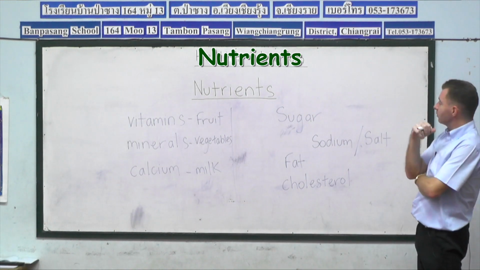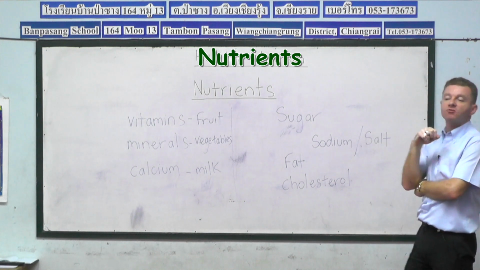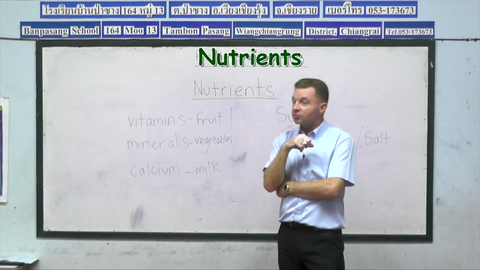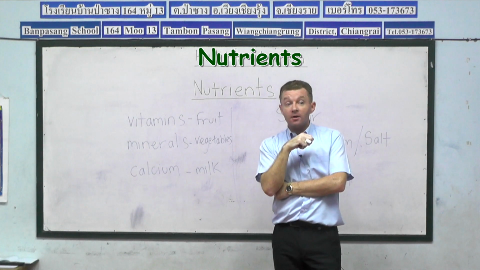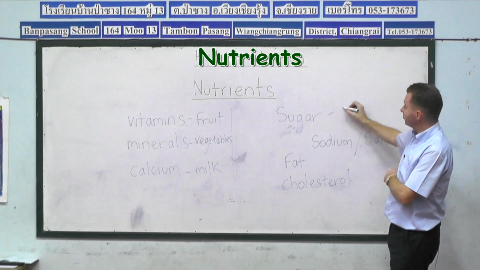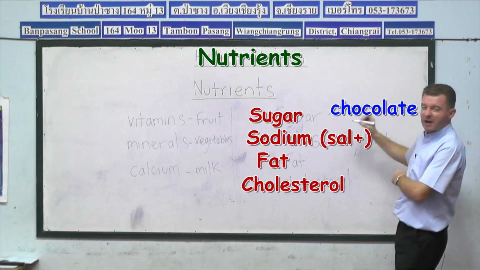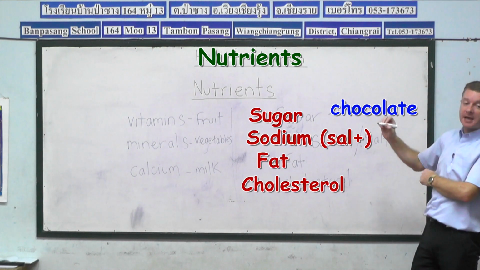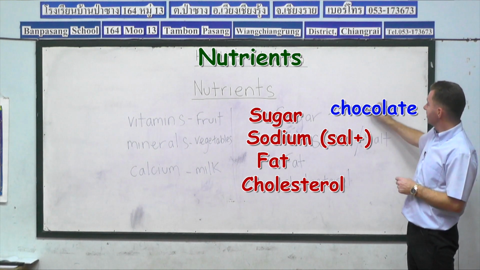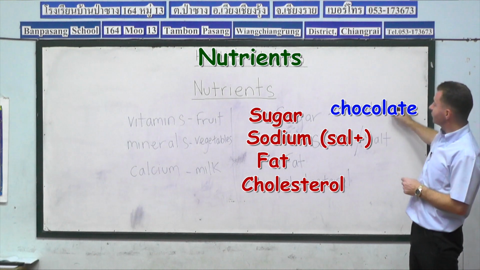But let's think about some of the bad ones. Sugar. Where will we get sugar from? What type of food or drink gives us sugar? How about chocolate? Yes, chocolate is full of lots of sugar. That's why, should you have chocolate all the time, every day? No. Maybe once a day will be fine, because chocolate contains lots of sugar.